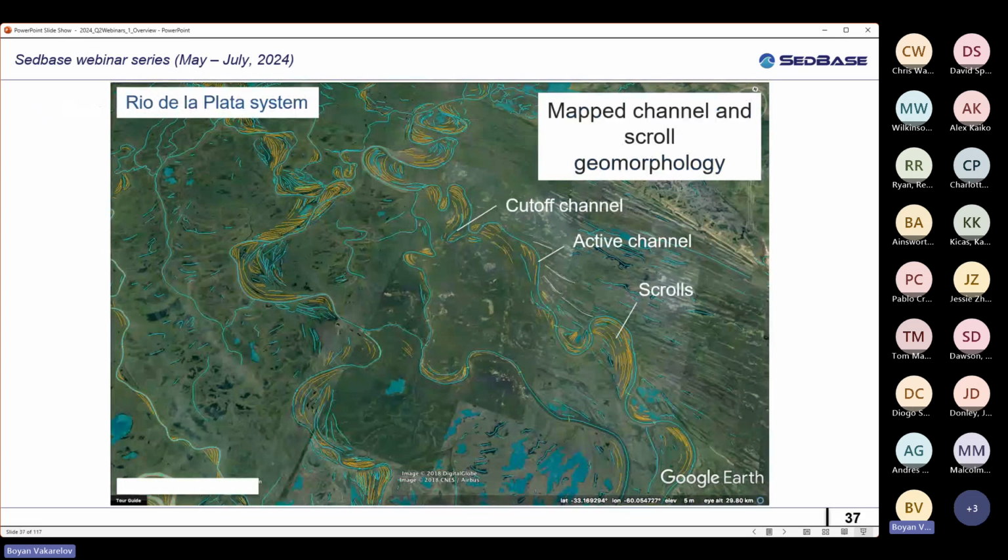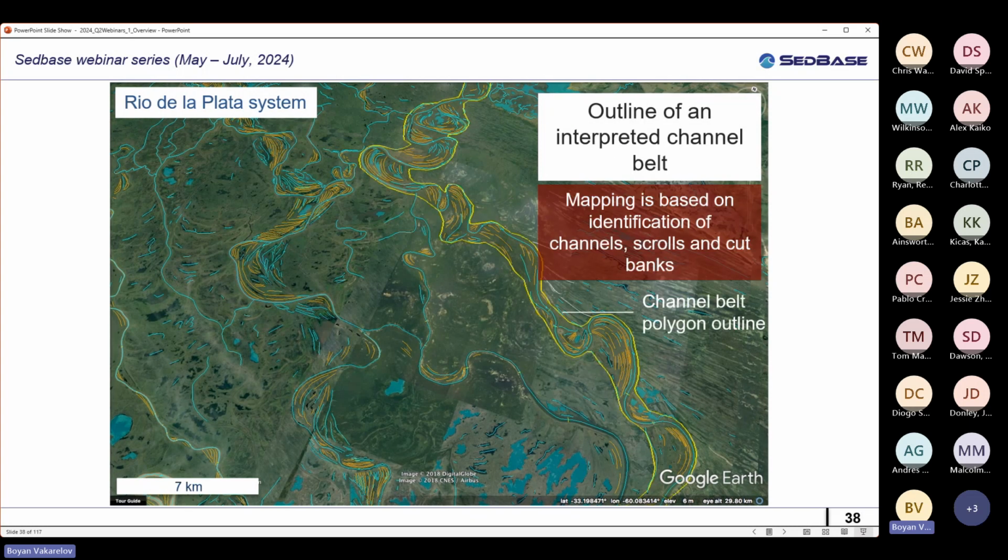So what do we mean by channel belts? When we map channel belts, we always start with our geomorphological maps. Now, this is a zoomed portion from the Rio de la Plata system in South America. In this case, we have channels and scroll bars mapped. We are using these maps to then outline a shape of a channel belt. Okay, so in this case, the channel belt is shown in yellow. Okay, so this is the type of shape that we would be working with in the channel belt database.